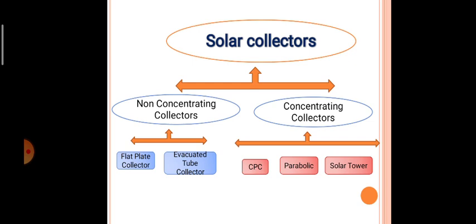Solar collectors are of two types: non-concentrating collectors and concentrating collectors. In a non-concentrating collector, the area of the absorber is equal to the area of the collector. The radiation is not focused. The maximum temperature achieved in non-concentrating collectors is 100 degrees centigrade.